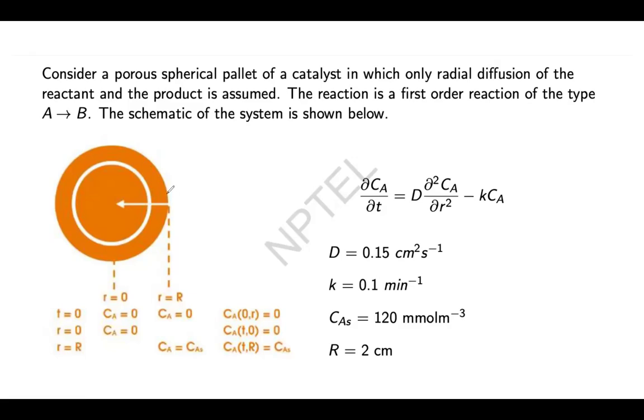Then A might be diffusing slowly here, but A is converting into B very fast. So there will be zero A at the center. Basically, this region will be unutilized because A is not reaching there. So some part of the catalyst may remain unutilized, depending on your rate constant and your diffusion constant.